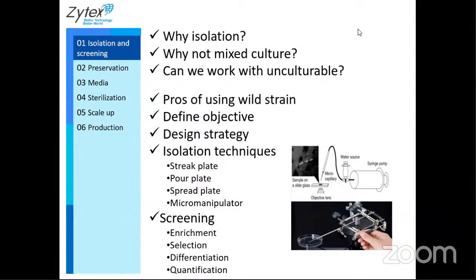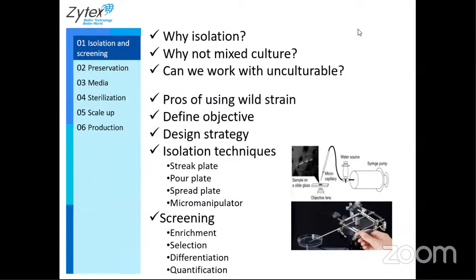So this is a very cost-intensive method, and second thing is we need trained operators to deal with it. But the best part is we are very much sure that we are working with only a single cell, and we will get a pure culture from this type of streaking or this type of isolation technique.